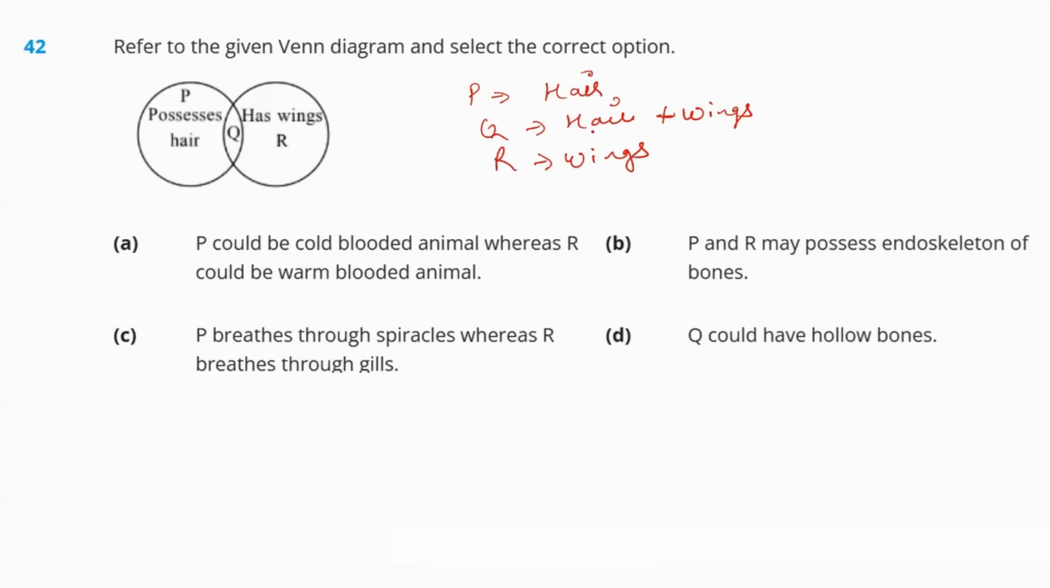So here the one which is having hair could be a mammal, right? Q, hair plus wings, would be a bat. It is an exception where it would be having hair plus wings, and R could be any of the birds over here, right? So the correct option would be that P and R may possess an endoskeleton of bones, right?